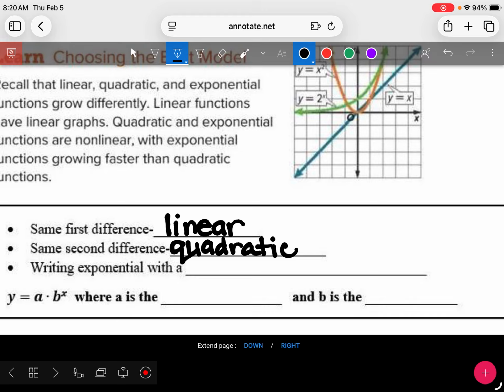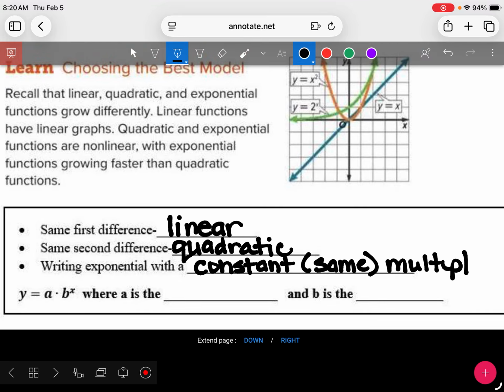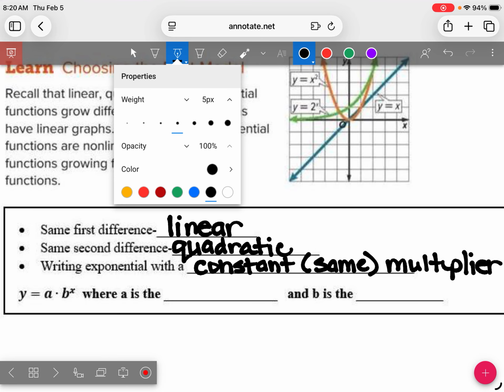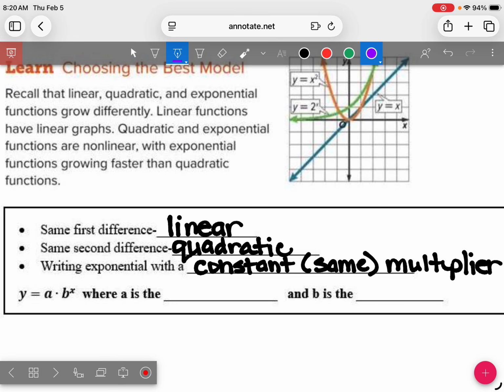Writing it, okay. And if it's exponential, we write that when we have a constant, which just means the same multiplier. So that's if we are multiplying by the same number, we call that an exponential function. So when we're writing an equation from the table, that's the fifth formula. That's formula E that I wrote on the board.